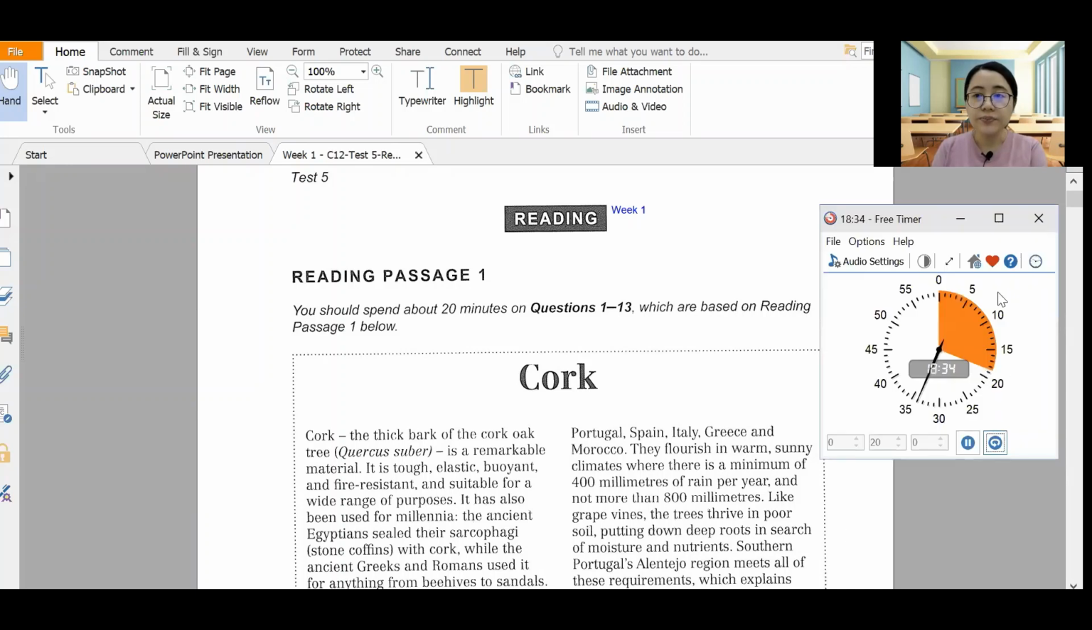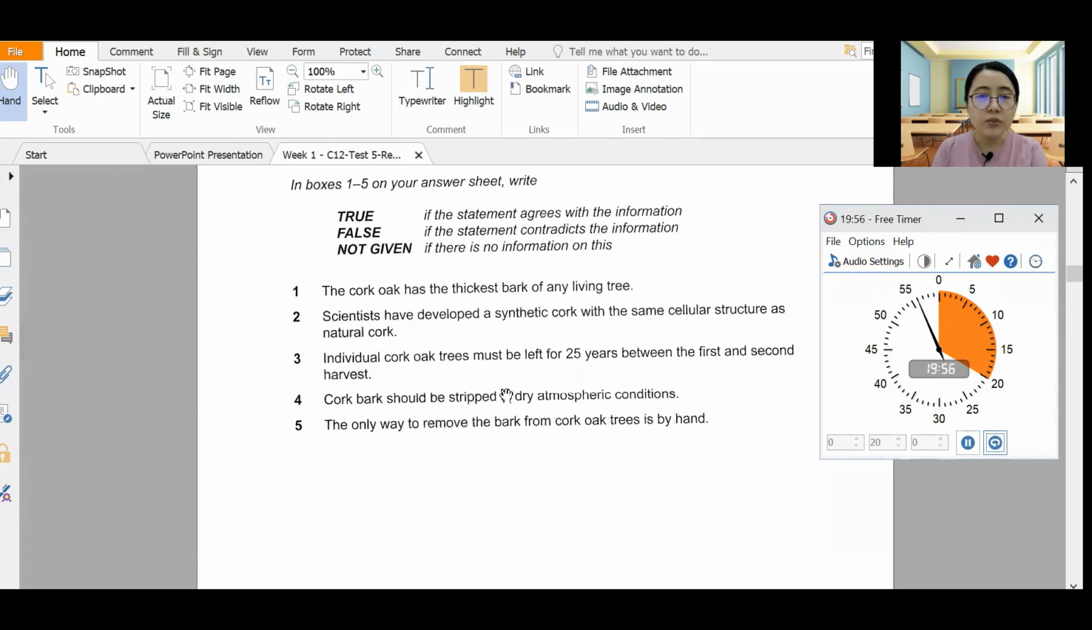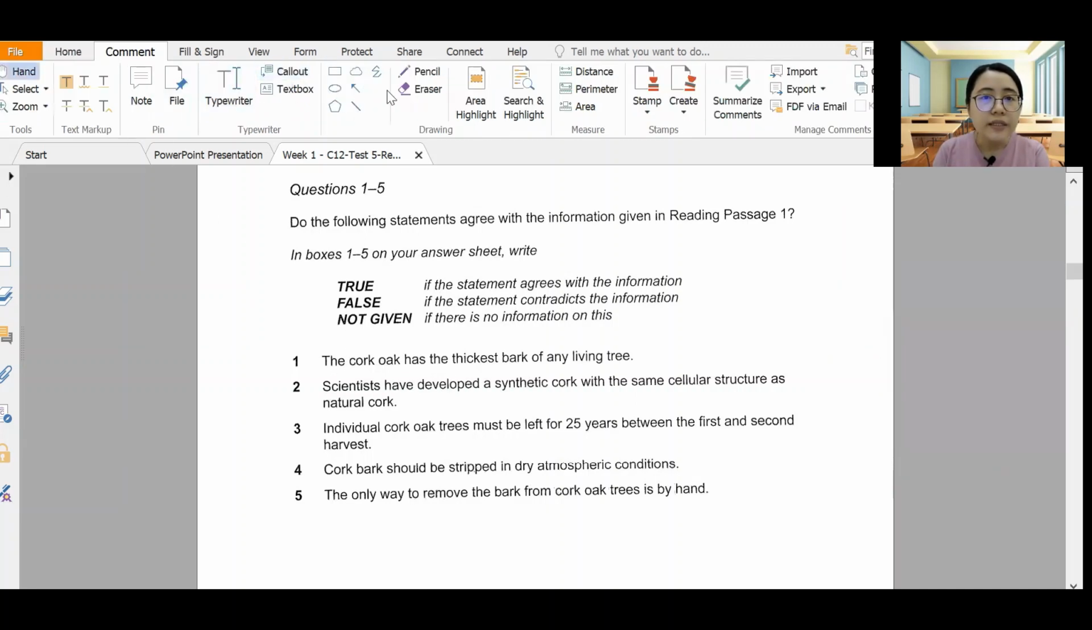Okay, let's go. I'll set the time 20 minutes here. Can you see the clock? I hope you see it. Okay, let's get started. We have 20 minutes. So first, I will always read the question and highlight the words that I find important.